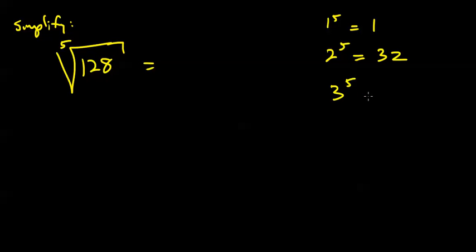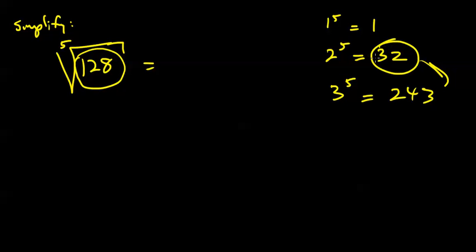3 to the fifth power. I think that's 243, isn't it? We're way too big already. So, if I'm looking for the fifth root of 128, I can see 128 does not appear on this list. But I think we can see that 32 is buried in here as a factor of 128, is it not? And 32 can come out from under the root sign.